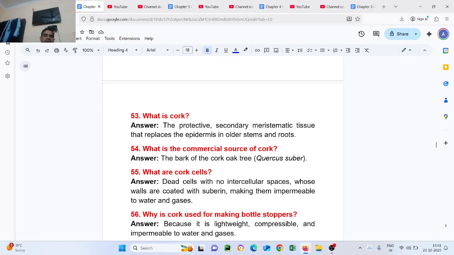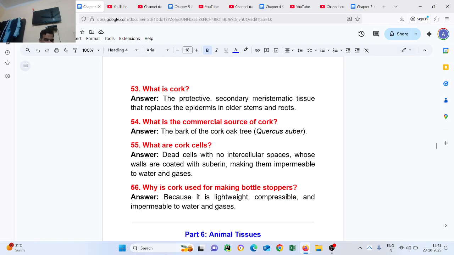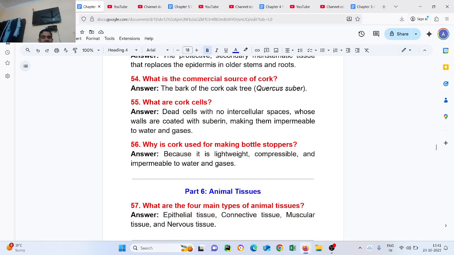Question number 53. What is the cork cell? Dead cell with no intercellular space whose walls are coated with suberin, making them impermeable to water and gases. Question number 56: why is cork used for making bottle stoppers? Because it is lightweight, compressible, and impermeable to water and gases.